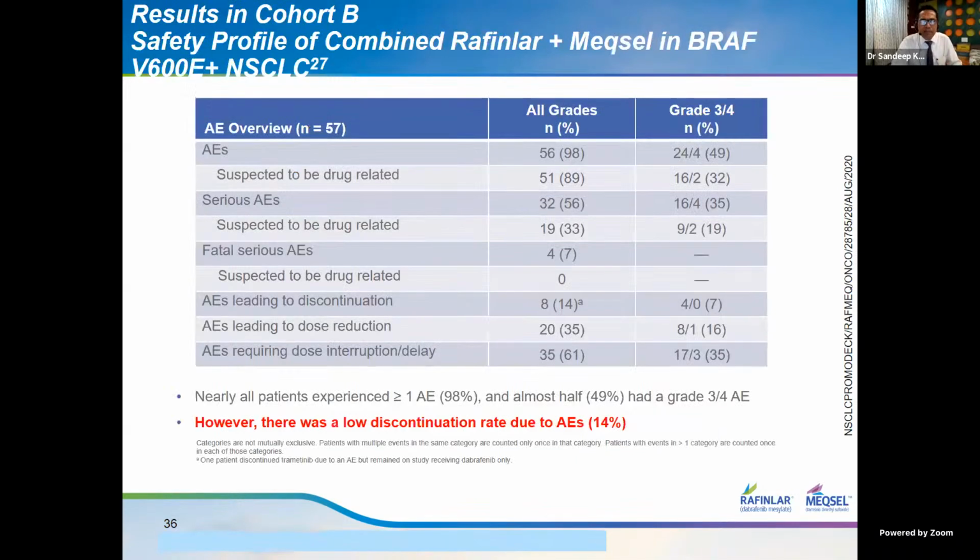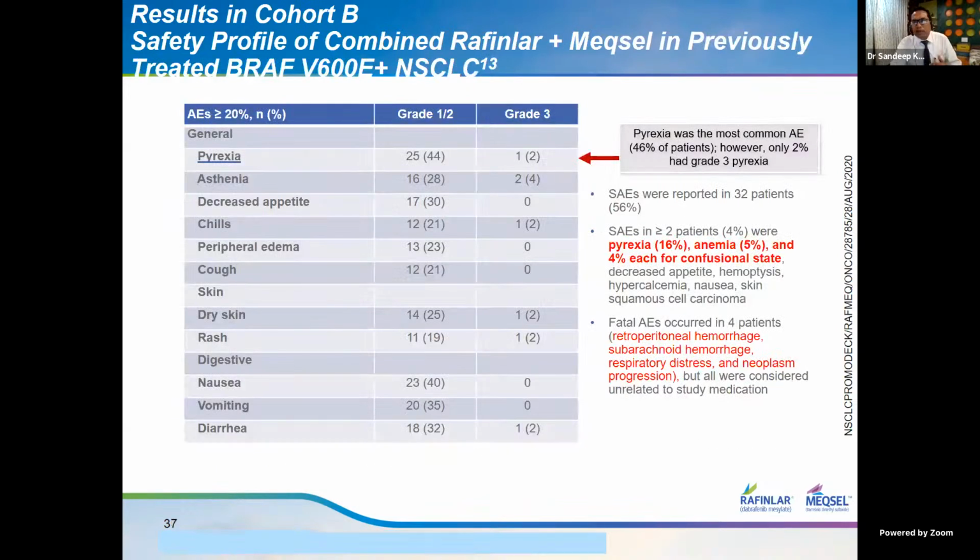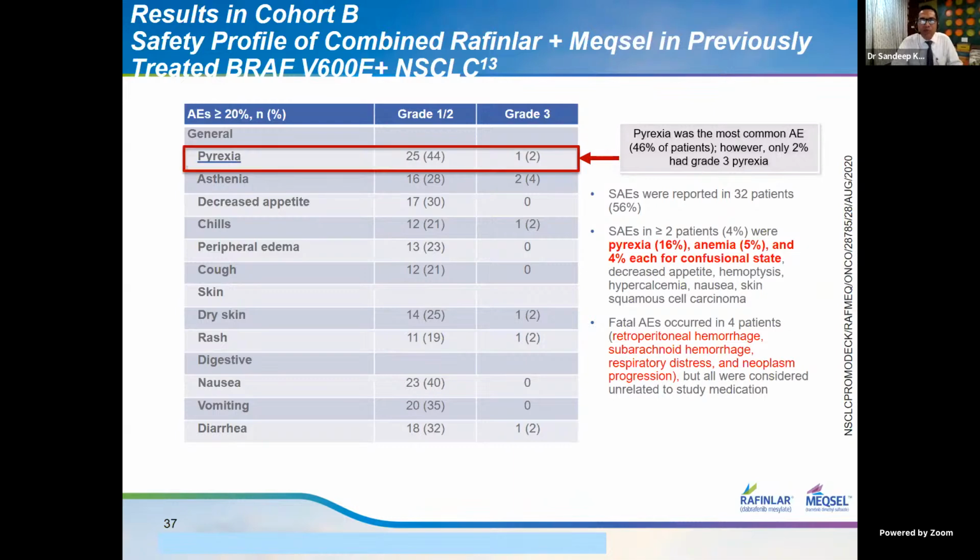by using simple antipyretics. The discontinuation rate in the original trial was to the tune of 14%, and serious adverse effects were very, very few. Pyrexia was the most common, and 2% of the patients had grade 3 pyrexia. The only fatalities seen, which were unrelated to the medication, were in 4 patients: retroperitoneal hemorrhage, subarachnoid hemorrhage, respiratory distress, and neoplasm progression.